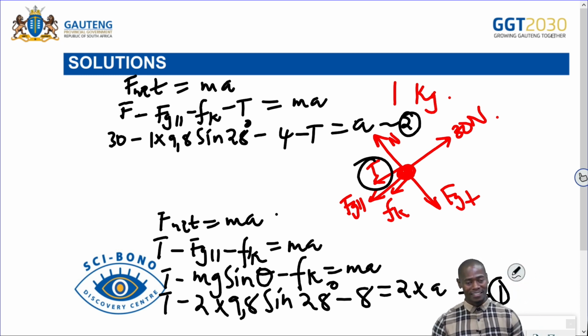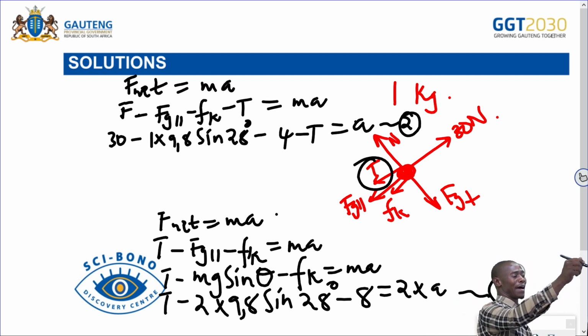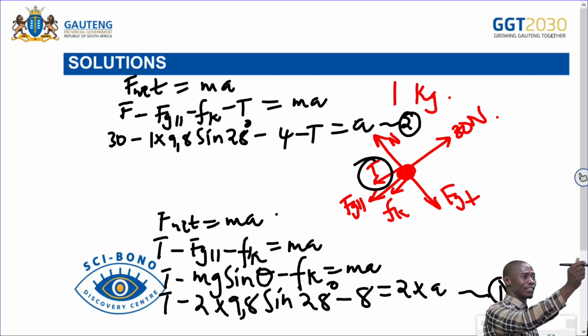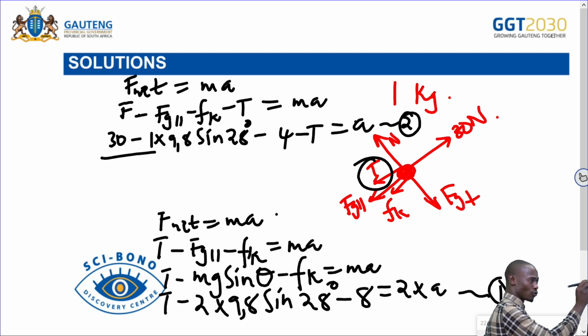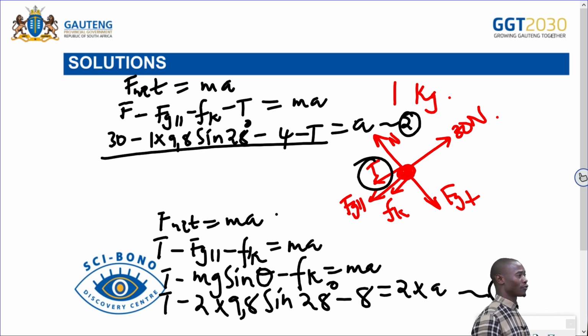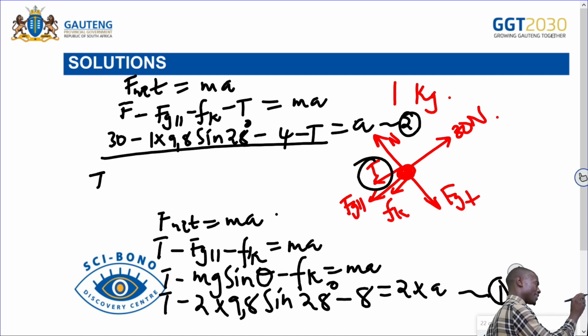What am I looking for here, learners? I'm looking for tension. So for me to get tension, I need to eliminate A. All right? So you can eliminate A by multiplying this by 2. So if you multiply this equation by 2, it will be 2A there. Or what you can do, you can see that in equation 2, A is equal to this, which means that you can substitute equation 2 into equation 1. How? This is your equation 1.